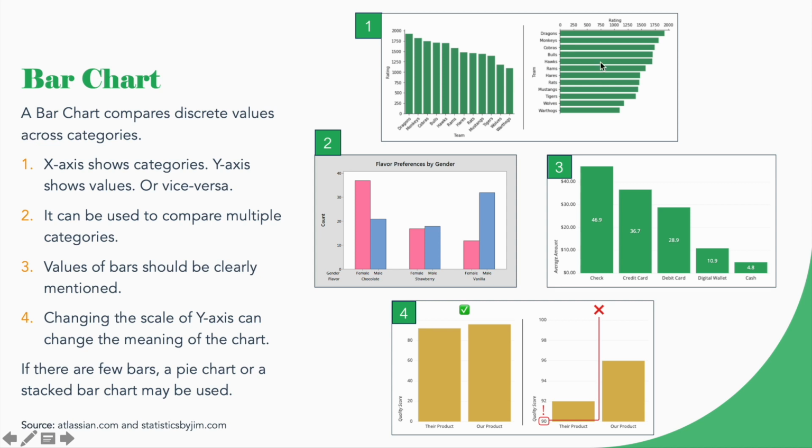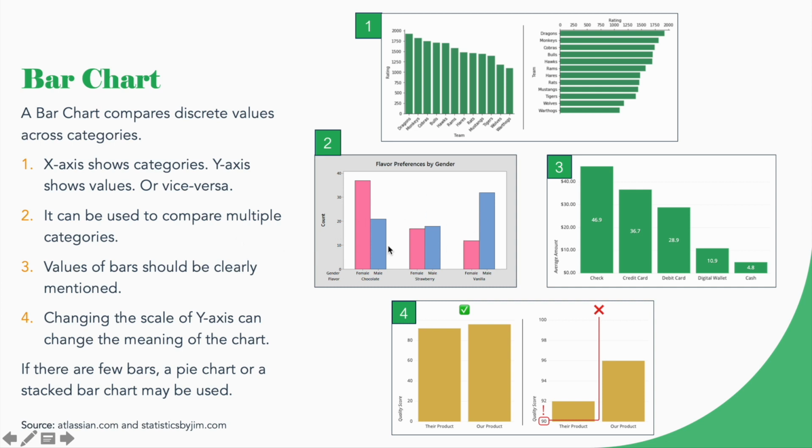Then it becomes a different kind of bar chart. Sometimes this chart, the horizontal one, is called a bar chart and this vertical one is called a column chart. But they're both the same. There's not any difference between a bar chart and a column chart other than the orientation of the chart. Now, you can use a bar chart to compare multiple categories.